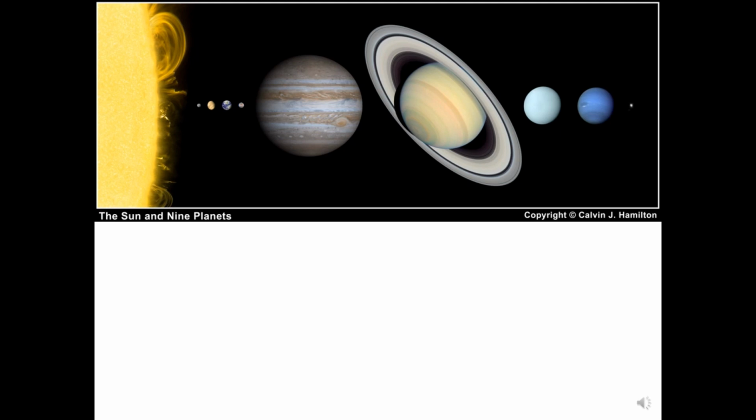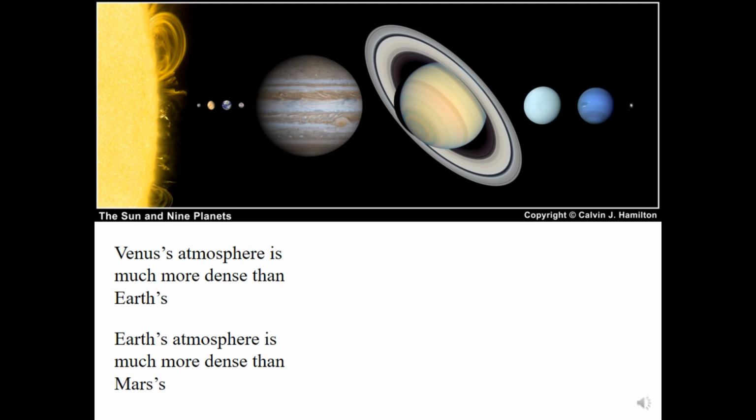So here we have the planets in our solar system, and I'm going to be a snob, and I'm always going to say that Pluto's a planet, even though it's been demoted to dwarf status. So we have the Sun, and we have the 9 planets. Which of these have atmospheres? Well, Venus has an atmosphere, and in fact, its atmosphere is much more dense than Earth's. Mars has an atmosphere, but it's much less dense than Earth's.